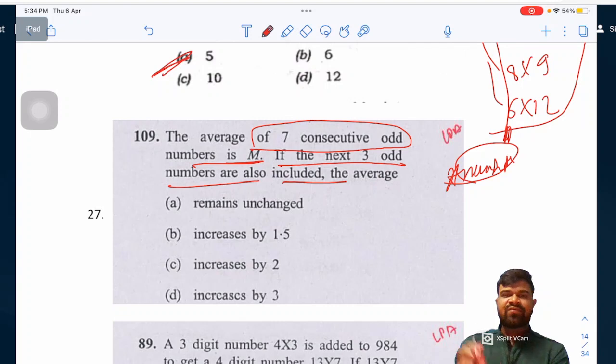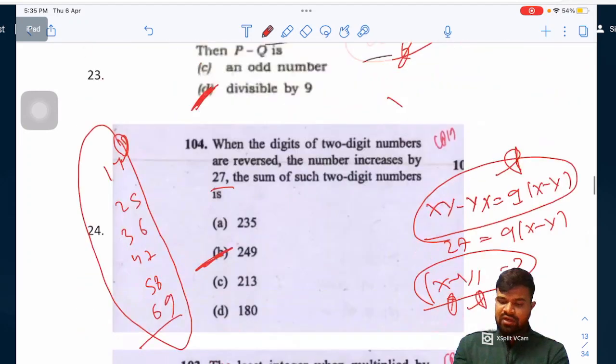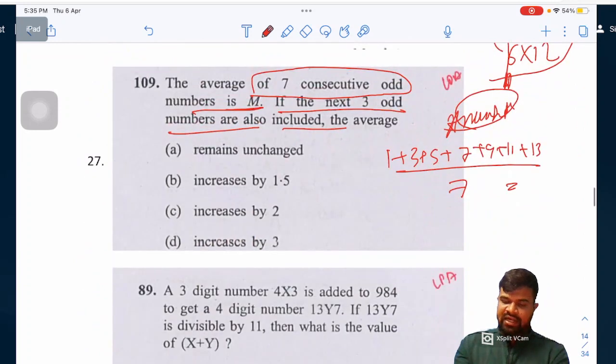We will take the first 7 odd consecutive integers, that are 1 plus 3 plus 5 plus 7 plus 9 plus 11 plus 13. Okay, 7. We'll get the average as 49 by 7, that is 7. We got the average as 7. This is how you find the average.